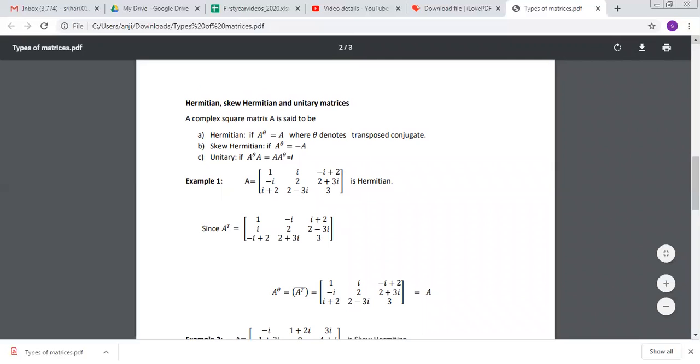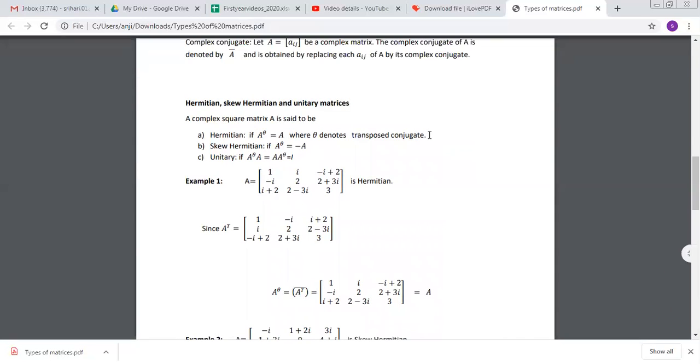Hermitian. Now we see Hermitian, skew Hermitian, and unitary matrices. These are all complex matrices. A complex square matrix A is said to be Hermitian if A^θ equals A, where θ denotes transpose conjugate. Here A^θ means (A transpose) whole bar, or (A bar) whole transpose. You have to apply transpose and conjugate, or conjugate and transpose.